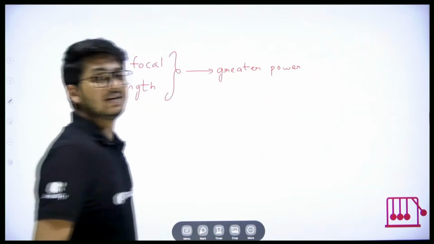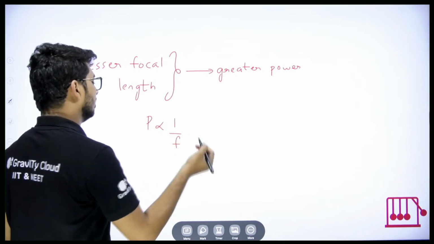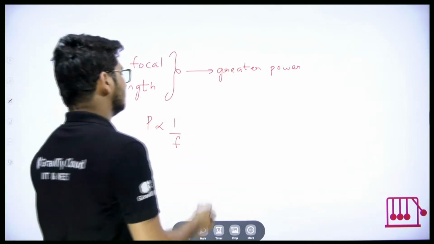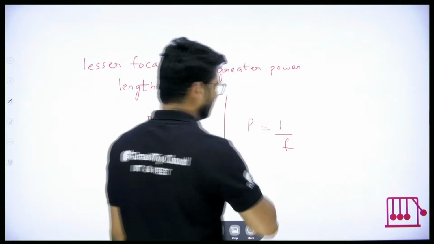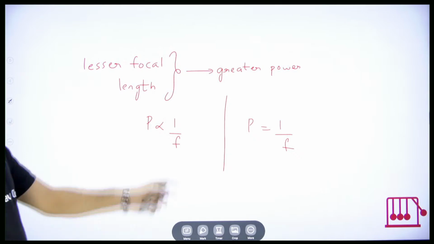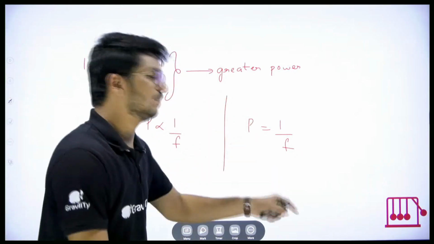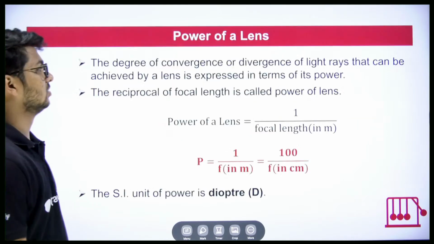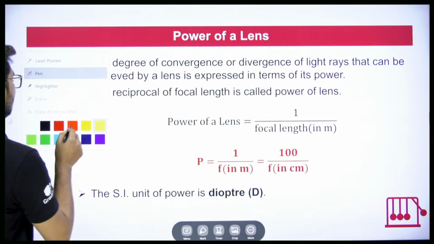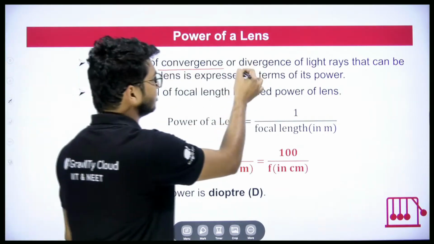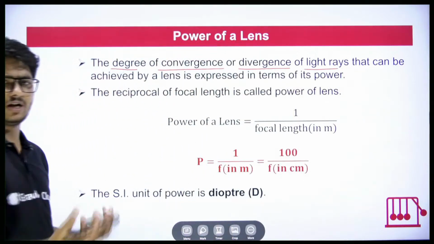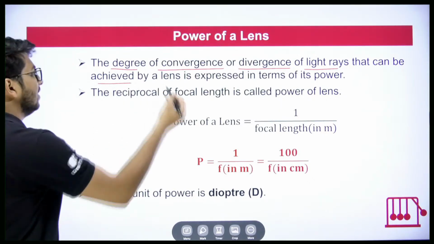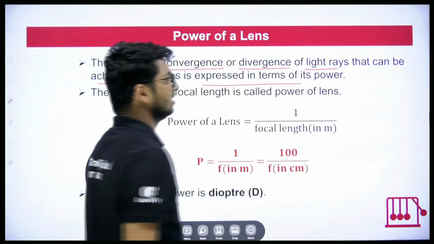So what can we say from this? We can say that power is inversely proportional to focal length. Lesser the focal length, greater the power. And using this itself, we define power. A very simple, straightforward definition: power is defined as the inverse or the reciprocal of focal length. Clear? So let's go into the definition here. The degree of convergence or divergence of light rays. When we say convergence or divergence, it ultimately means the degree of bending of light rays that can be achieved by a lens, which is expressed in terms of its power.